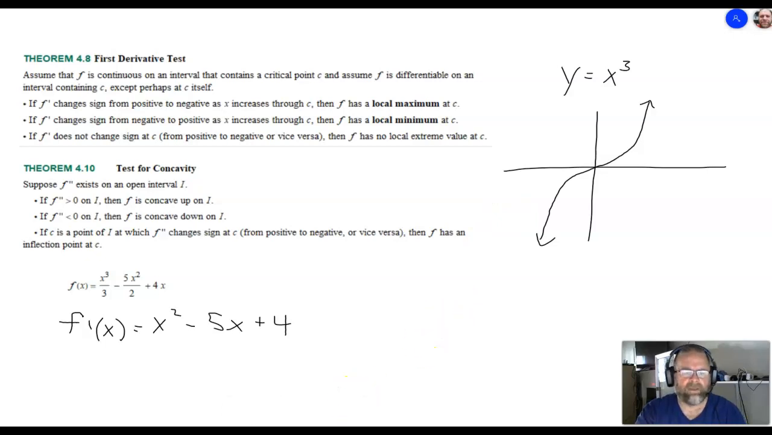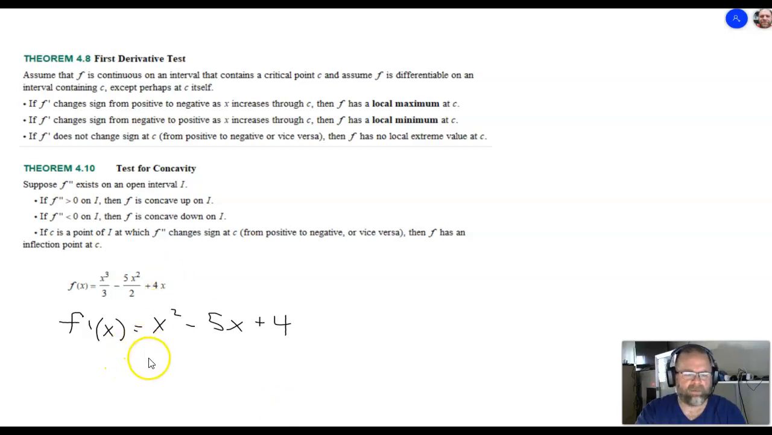Alright, so let's go ahead and finish this one here. Just wanted to show you a case where that would not happen. But we're going to go ahead and factor this and set it equal to 0. So we're going to have x minus 4, and we're also going to have x minus 1 when we factor that. And that gives us the critical values of 1 and 4.